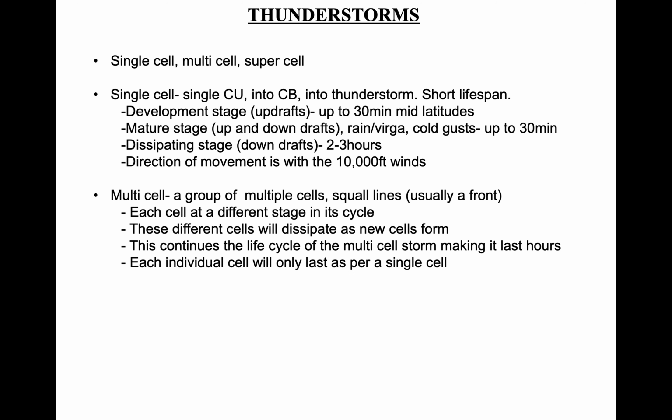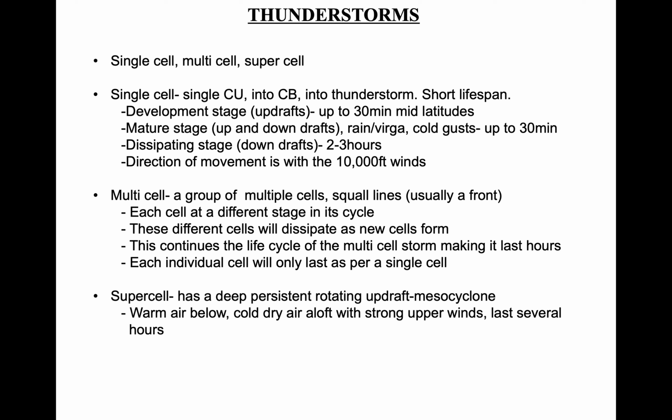A multi-cell is a group of multiple cells or squall lines. You usually see them at a front, and each cell is at a different stage in its cycle. The different cells will dissipate as new cells form, and it continues the life cycle of the multi-cell storm, which makes it last longer. But each individual cell will only last as a single cell would.